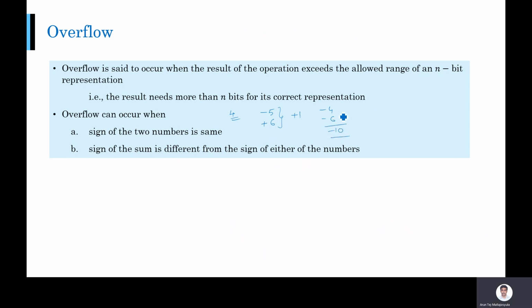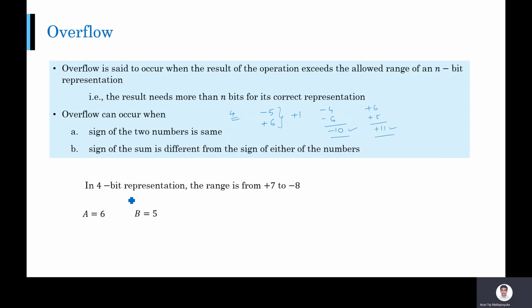So then what is your answer? Your answer should be -10. Both the signs are same, and your answer is -10, which is out of the range. Similarly, if you want to add +6 and +5, your answer is +11, again out of range. So overflow can occur when sign of the number is same, or sign of the sum is different from the sign of either of the number. We will see this also.